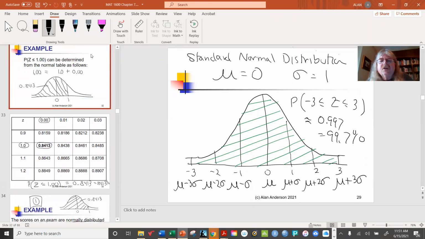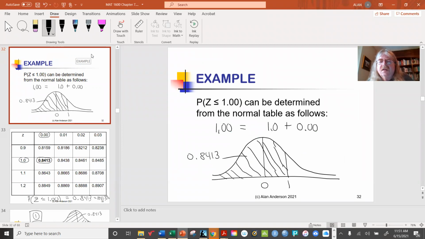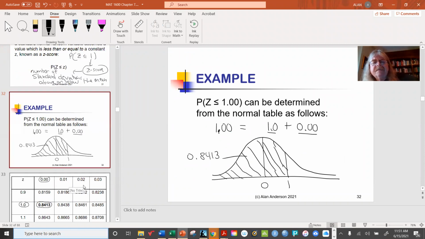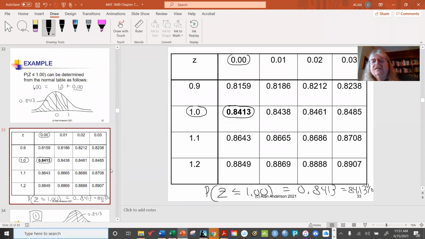So here in this case, I've chosen 1. So what's the probability that z is less than or equal to 1? And we split it up into 1.0 and 0.00. So what I did in the slides is I reproduced a portion of that table so you can find it very quickly and easily. So let's see what that looks like. Here we go. Here's the 1, here's the 0.00. So that probability is 0.8413, or if you want to treat it as a percentage, you can think of it as 84.13%.